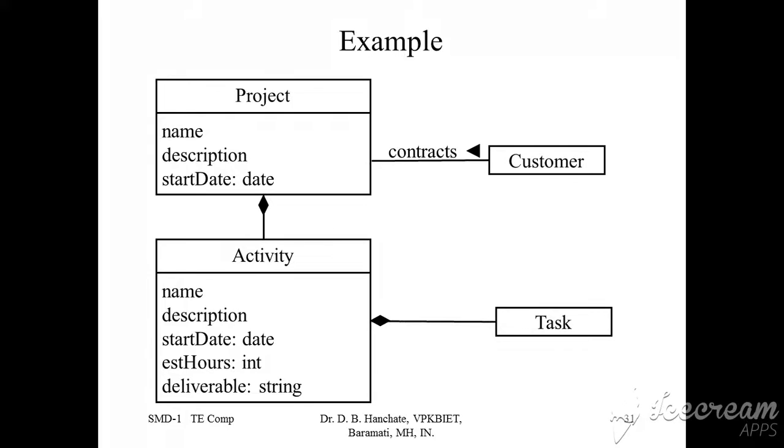has been given in the 3 sentences. The project contracts the customer. Project has got the name, project name, description, starting date of the project, which is very important and to be noted. Now activities has got many tasks.